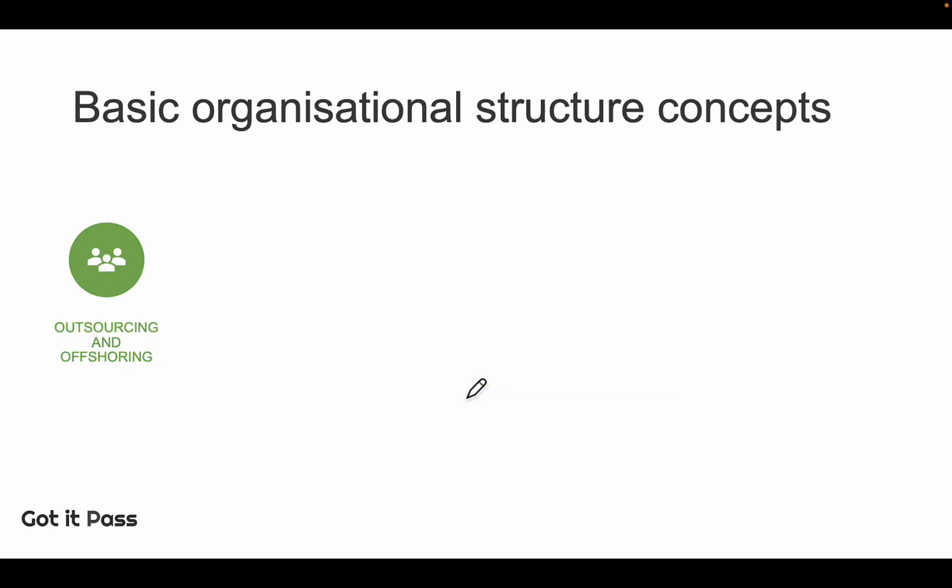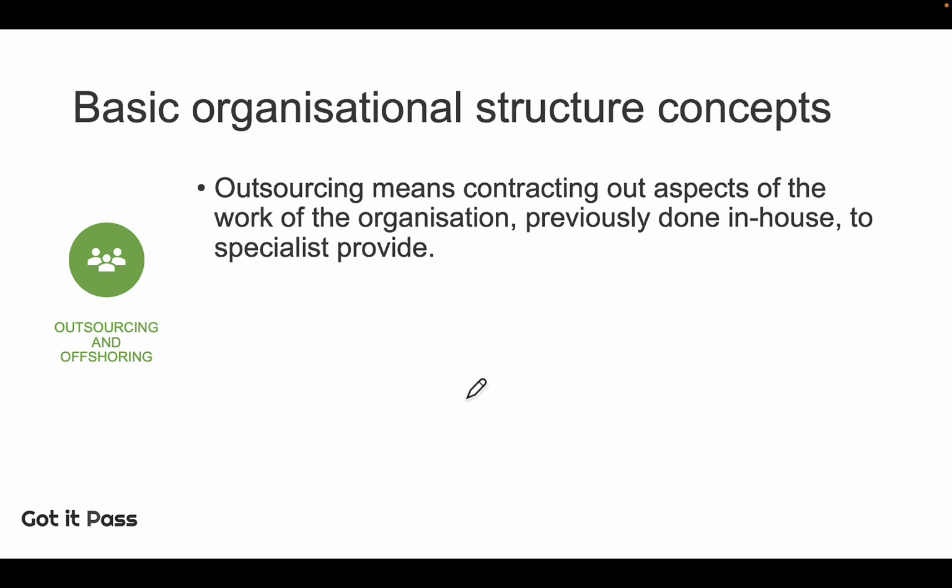And here we talk about another structural concept: outsourcing and offshoring. Outsourcing means contracting out aspects of the work of the organization, previously done in-house, to specialist providers. In other words, outsourcing is looking for better service quality. It's not just about cost savings. Cost saving may be one of them, but service quality is also a concern, because if it is outsourced to a third party who is an expert in a particular area, say IT, then it helps the company to grow as well.